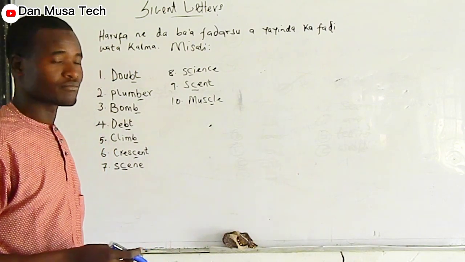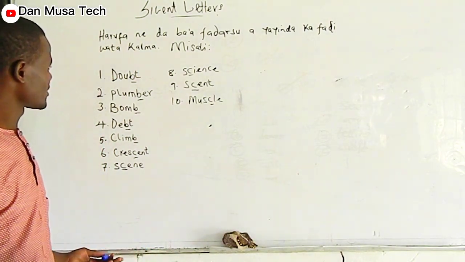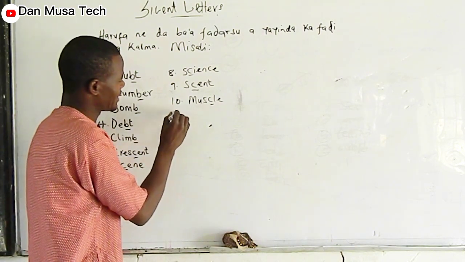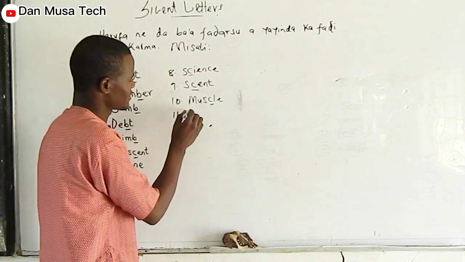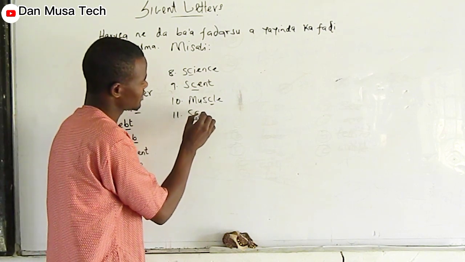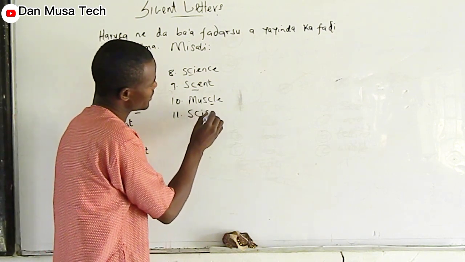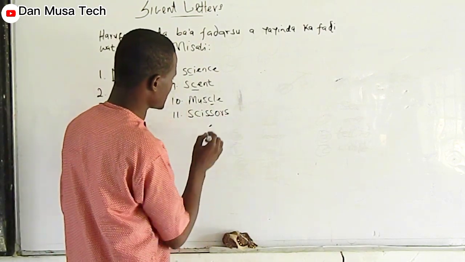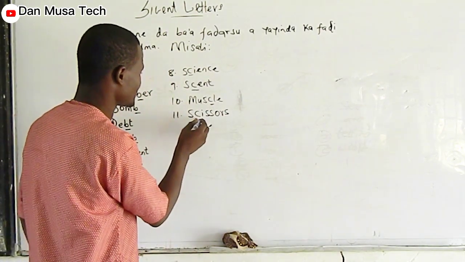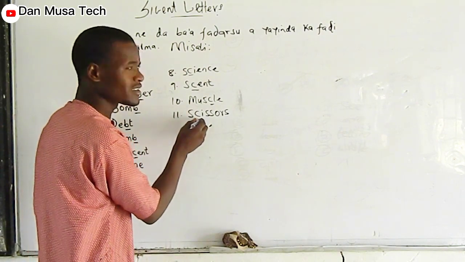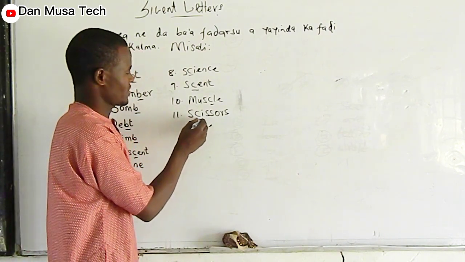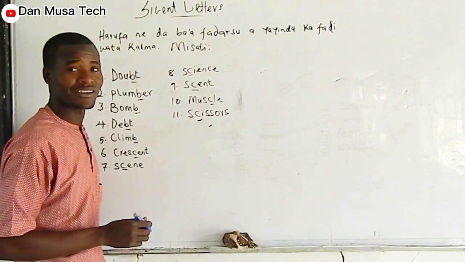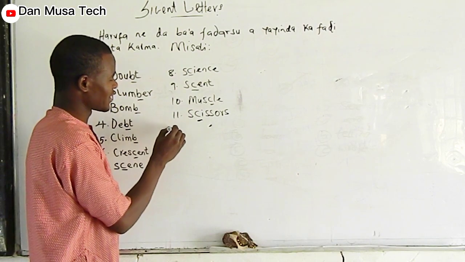Can we take one more from this C? Number 11. Caesars. S-C-I-S-S-O-R-S. Scissors. Don't say scissors with a hard C. Some people are saying it that way, especially those new to learning the language.